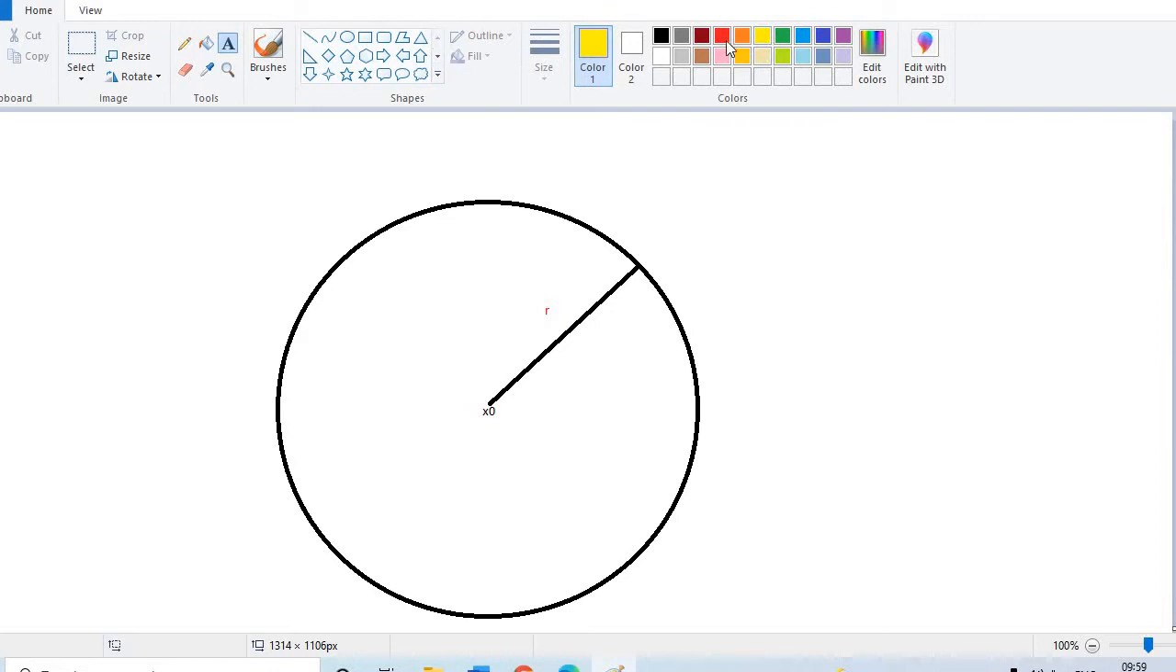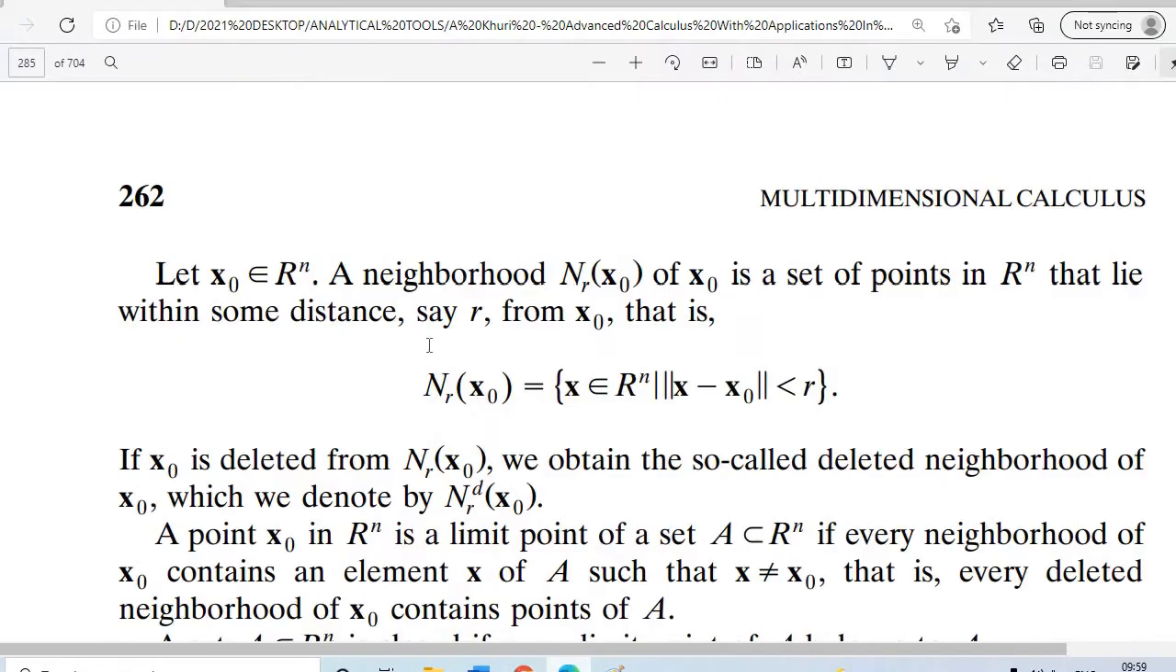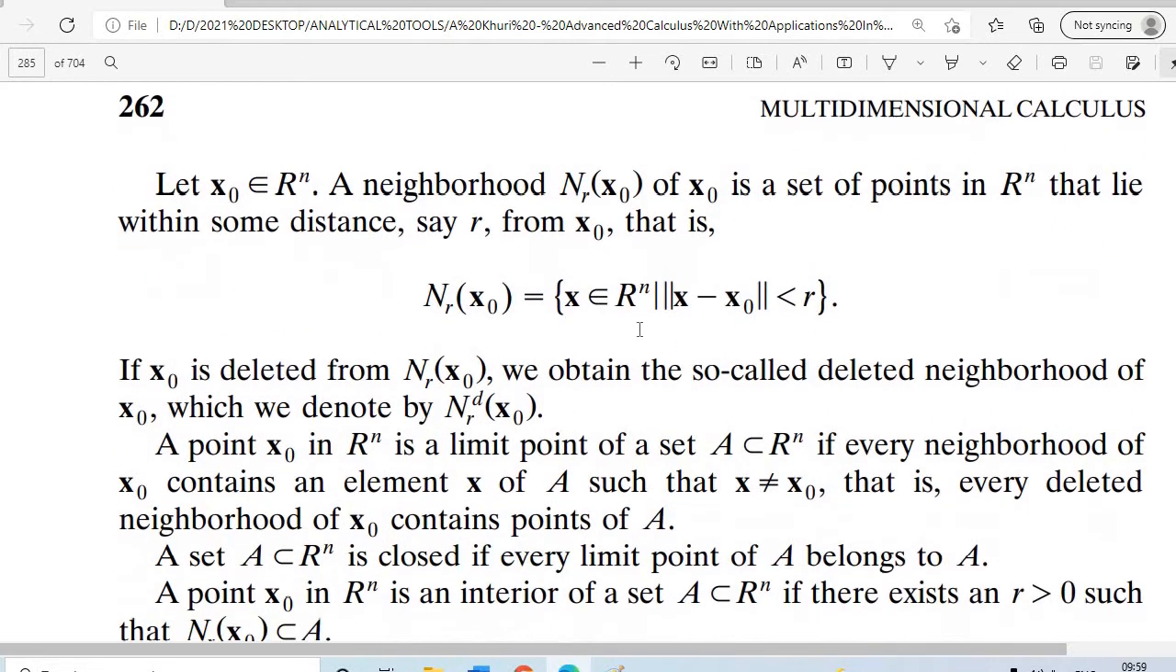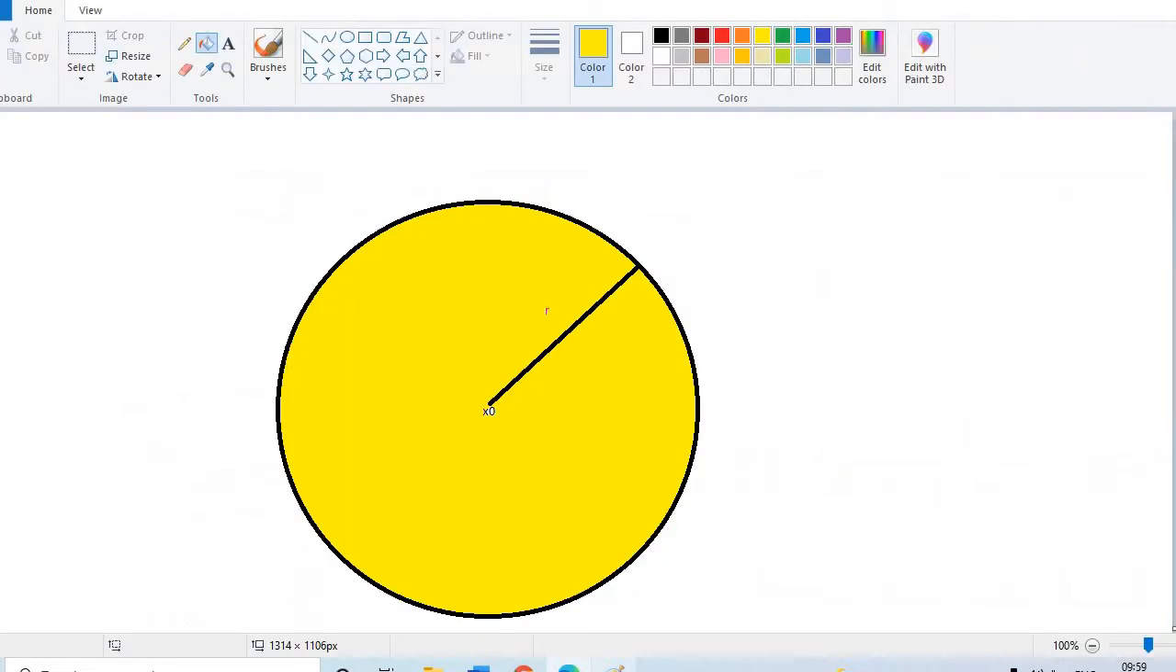Okay. So a neighborhood NR of x0 is a set of points in Rn that lie within some distance, say R, from x0. So that is usually called a neighborhood. Okay, so this is the figure of a neighborhood.